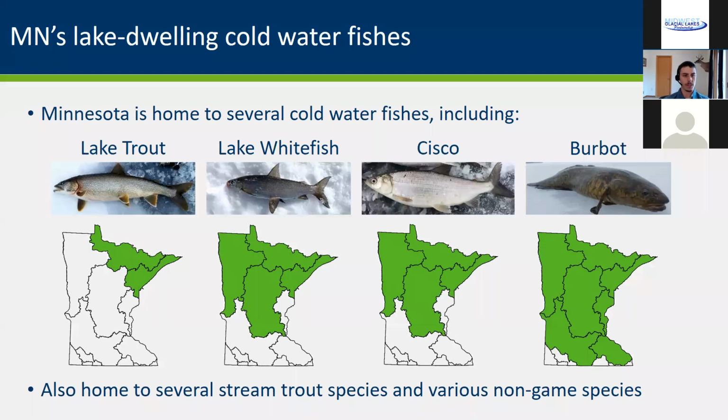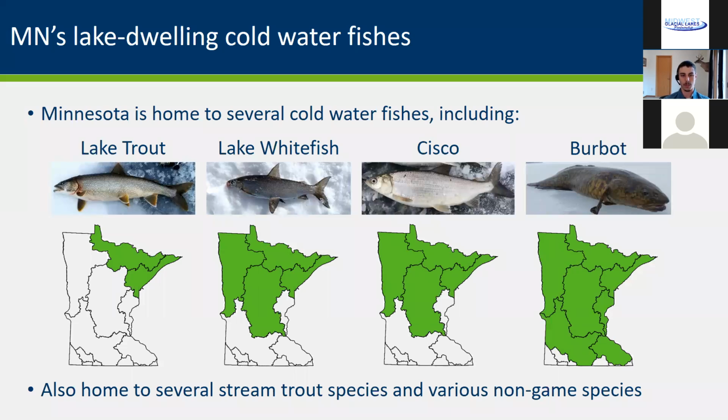So first, I'll provide a quick overview for anyone that might be unfamiliar with Minnesota's cold water fishes. Along with other states in the partnership, Minnesota is home to several native cold water fishes, including lake trout, lake whitefish, Cisco, and burbot. Of these 4 species, burbot have the broadest distribution across major watersheds, as can be seen by the distribution maps, with green indicating major watersheds where the species is native.